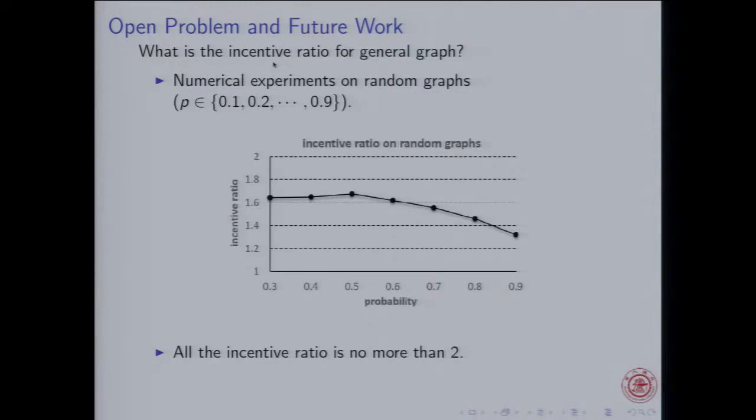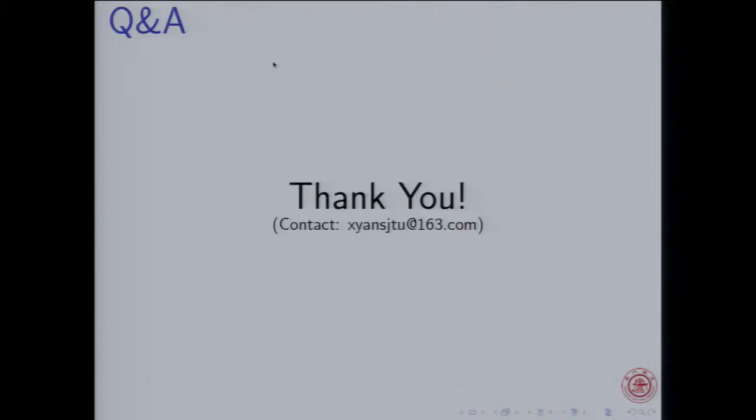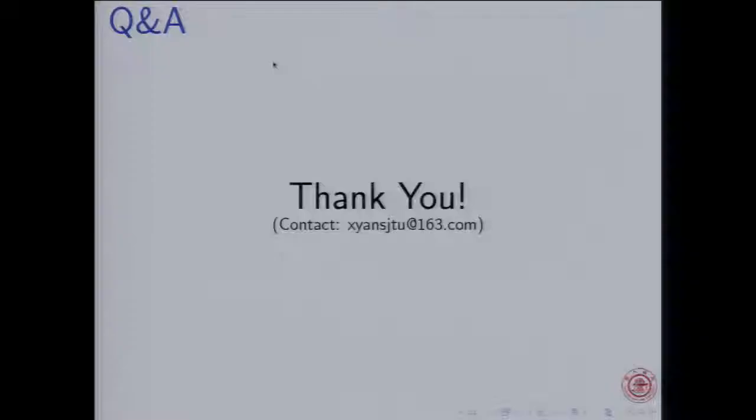And in this graph, we can see that there is a tendency for the incentive ratio against this probability. When the probability increases, it means the graph is more dense, the vertices are more connected with each other, and the incentive ratio goes down. And in all our numerical experiments, we haven't found any case where the incentive ratio exceeded 2. So we conjecture that the incentive ratio of a general graph is 2. So I will stop here, any questions? Maybe if you have other questions after that, you can contact me through email. Thank you.